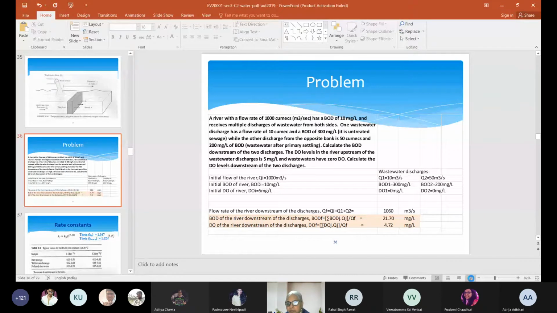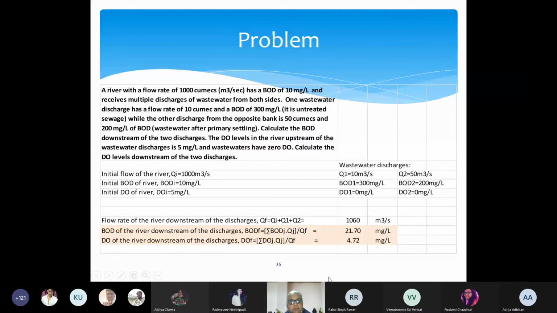It's fair, make a sketch. There is a river with two wastewater discharges coming into it. Okay, so just do it. Again, the answers are in front of you. Just make sure you get the right answer.